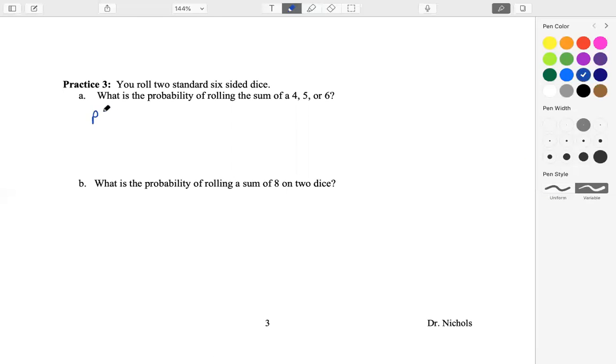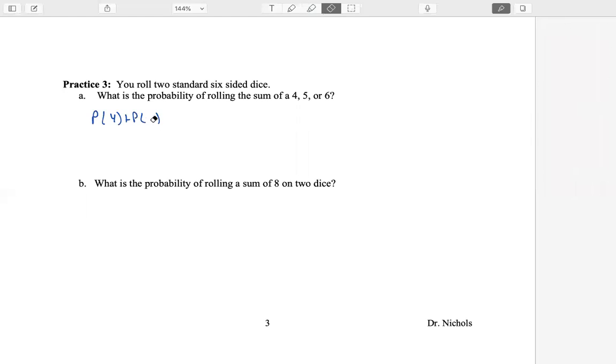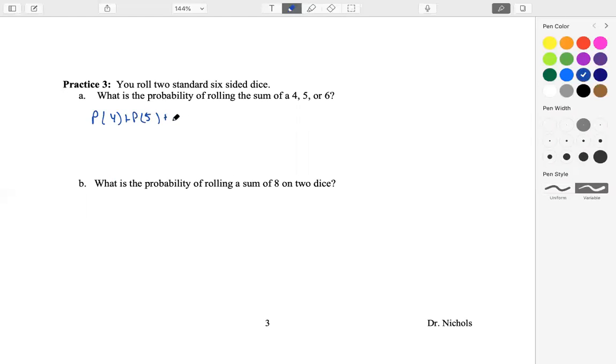All right, so we want the probability of getting a 4 plus the probability of getting a 5 plus the probability of getting a 6. Okay, so it looks like there's going to be 1, 2, 3 ways to get a 4. There's going to be 1, 2, 3, 4 ways to get a 5. And there's going to be 1, 2, 3, 4, 5 ways to get a 6. When you add those, you get 12 out of 36, which equals 1/3. All right, a sum of 8, probability of an 8. So that it's going to be 1, 2, 3, 4. There are 5 different ways to do that.